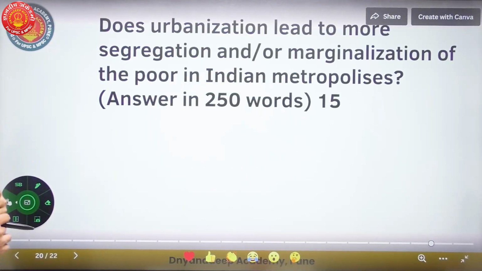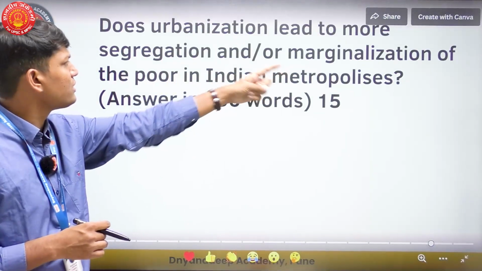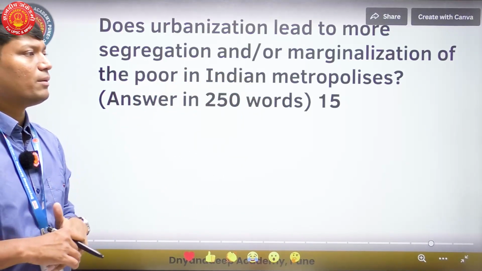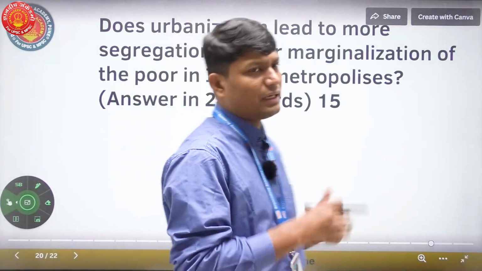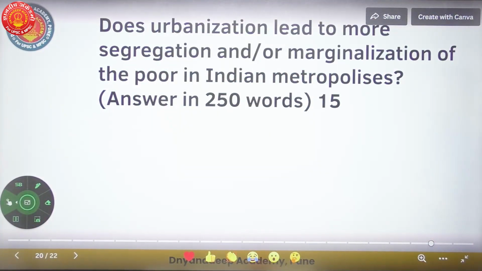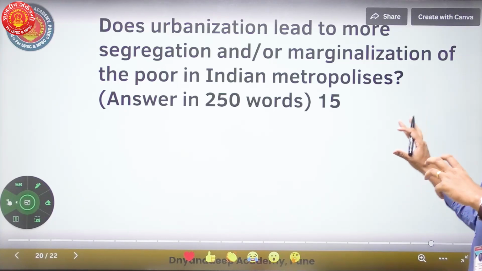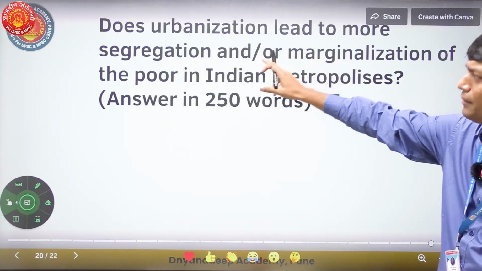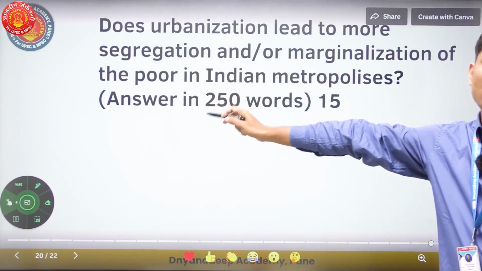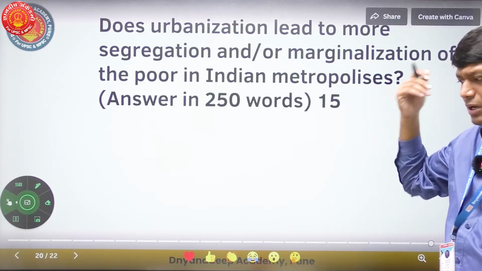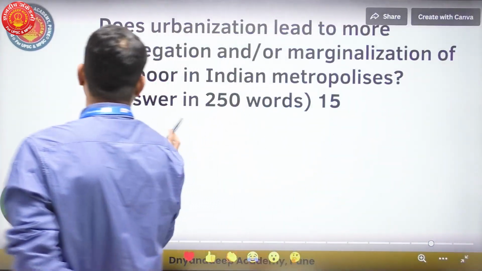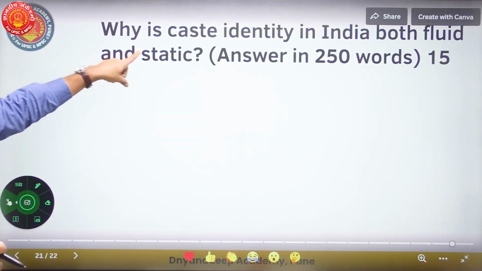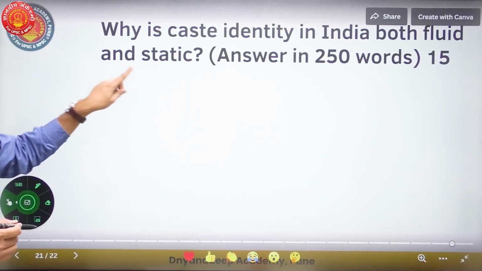Next, does urbanization lead to more segregation and marginalization of the poor in Indian metropolis? Again, a contemporary issue, be it Indian geography or Indian society. You can club this particular part very well. There was a lot of fodder available in the static part also, because it is nothing but urbanization and impact of urbanization on the poor in India. Okay, so whenever you prepare urbanization in itself, you would be prepared with this particular part. So nothing fancy here.